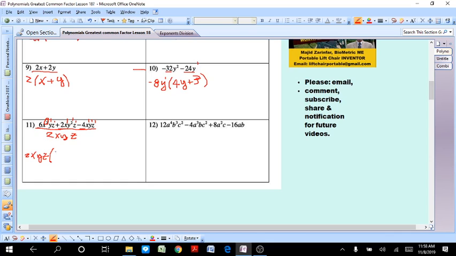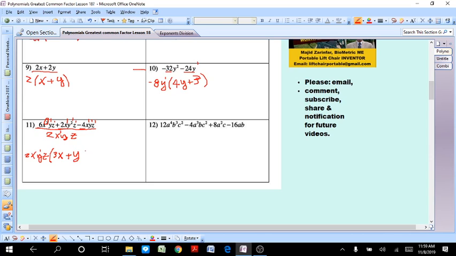6 divided by 2 is 3, right? There is a 1 here. 2 minus 1 is x. Y divided by y is 1. Z divided by z is 1. So what is the next one? 2 divided by 2 is 1. X divided by x is 1. Y squared minus 1 would be a y. So that's going to give me a y because 2 minus 1 is a y. And z divided by z is 1.